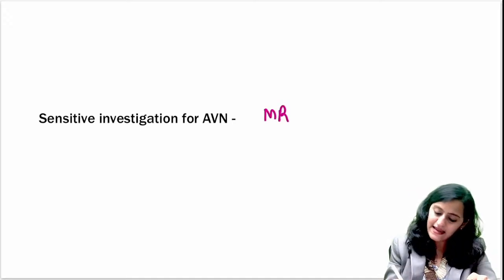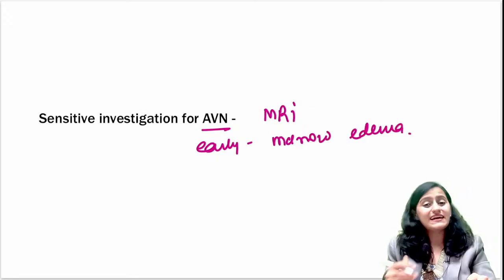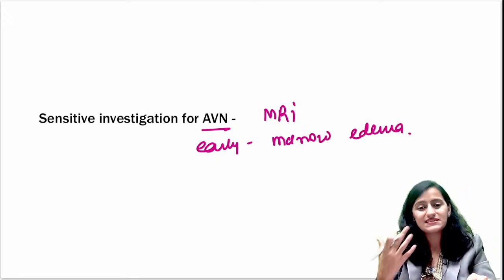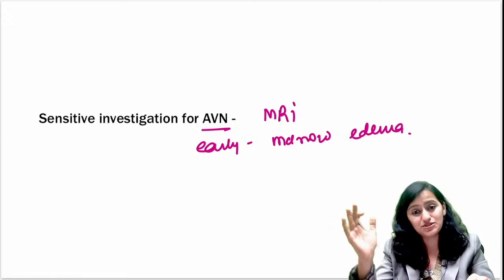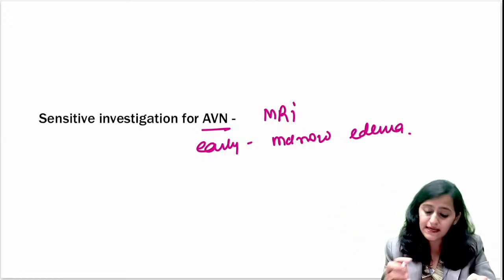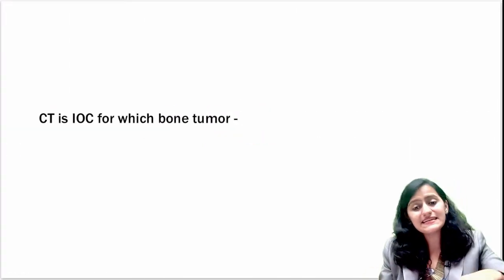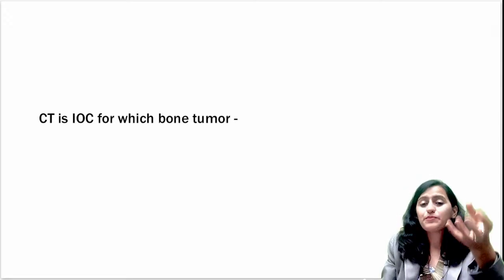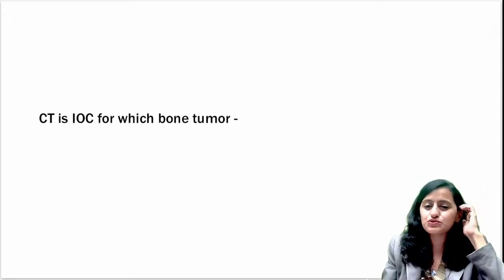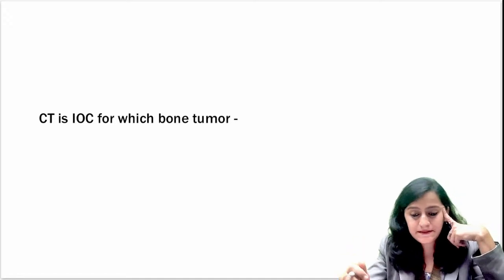Very good. Again, it is MRI, because early AVN again starts with bone marrow edema, right? The late changes, the collapse, the sclerosis, all those late changes which are picked up on X-ray and CT, are the late changes. But if you want to pick it up early, you will have to do MRI. Okay, it's MRI. CT is investigation of choice for which bone tumor? For bone tumor, when you want to see the extent and everything, you do MRI. But for which bone tumor do you prefer doing CT?